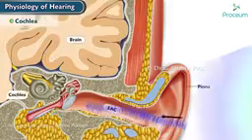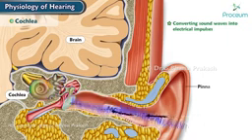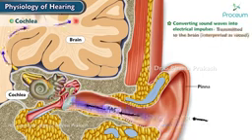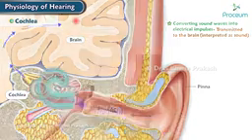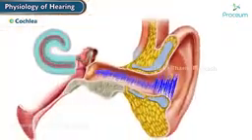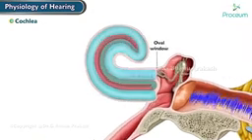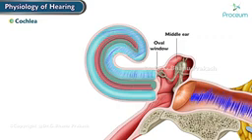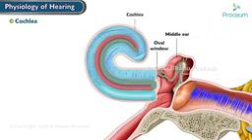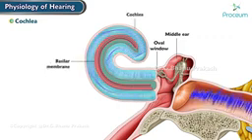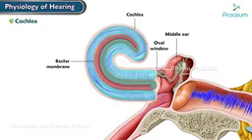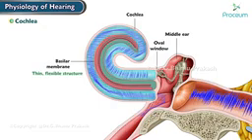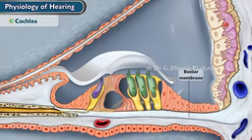The cochlea is responsible for converting sound waves into electrical impulses that are transmitted to the brain, where they are interpreted as sound. Sound waves enter the cochlea through the oval window, a membrane that separates the middle ear from the inner ear. As the sound waves travel through the fluid in the cochlea, they cause the basilar membrane to vibrate. The basilar membrane is a thin, flexible structure that runs the length of the cochlea and contains thousands of tiny hair cells.